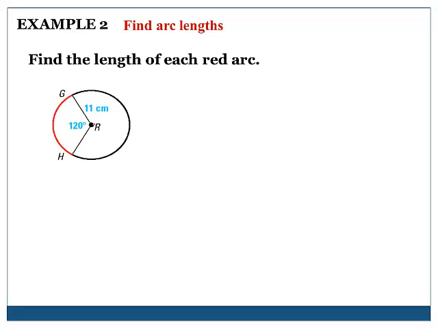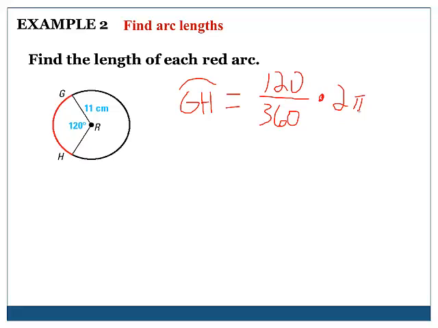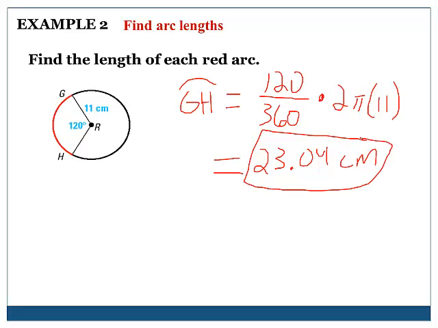Okay, let's go over this one. We have the measurement of GH is what we're trying to find. So the arc length of GH is equal to our central angle, which is 120 degrees, over 360, multiplied by the circumference formula, which is 2 pi r, and our r here, our radius, is 11. And after we simplify all of this out, we should get 23.04 centimeters. Labels are very important. Do not forget your labels on your answers.